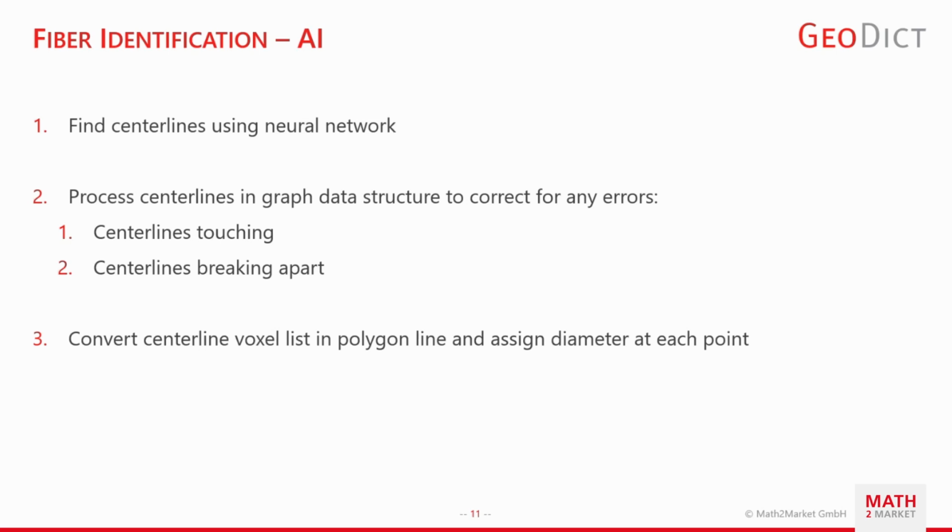And then finally, we take this graph structure that is then hopefully only a list of voxels that make up center lines, and measure the diameters at each point and process it into a polygon list that can be represented inside of GeoDict as an analytical fiber.